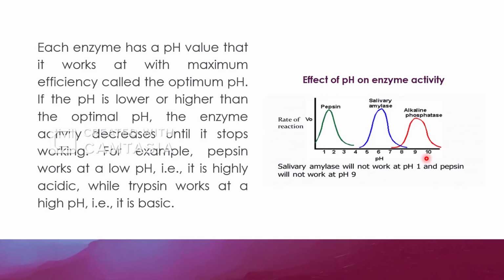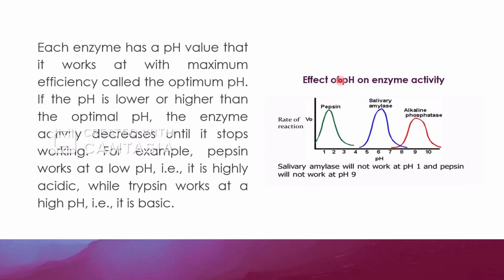Also, each enzyme has a pH value that it works at with maximum efficiency, called the optimum pH. If the pH is lower or higher than the optimum pH, the enzyme activity decreases until it stops working. Let's look at some examples. Pepsin works at a low pH, that is, it is highly acidic, whilst trypsin works at a high pH, that is, it's basic.